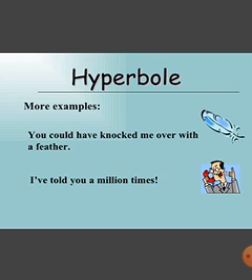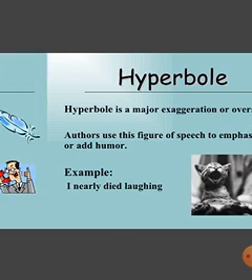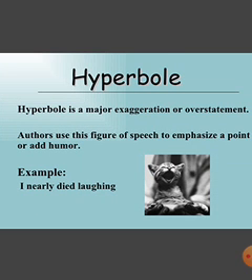Yes, let's look at this now. You could have knocked me over with a feather. Is it possible for anybody? No matter how lightweight you are, nobody can knock you down with a feather. I've told you a million times. Those are exaggerations. They are hyperbole. In those sentences, the figure of speech hyperbole is made use of. Hyperbole is a major exaggeration or overstatement.